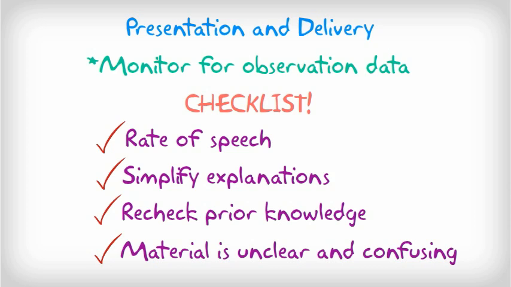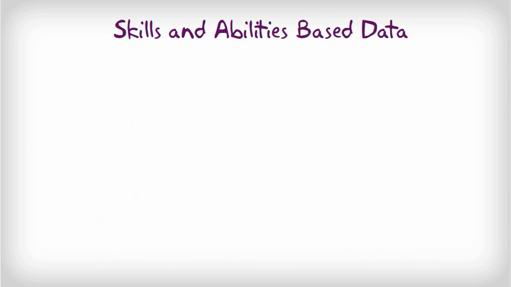The next type of data I will discuss is skills and abilities-based data. This includes any data that indicates students' language skills and level. It looks at their strengths and weaknesses, thinking and problem-solving processes, and gaps in skills and knowledge.